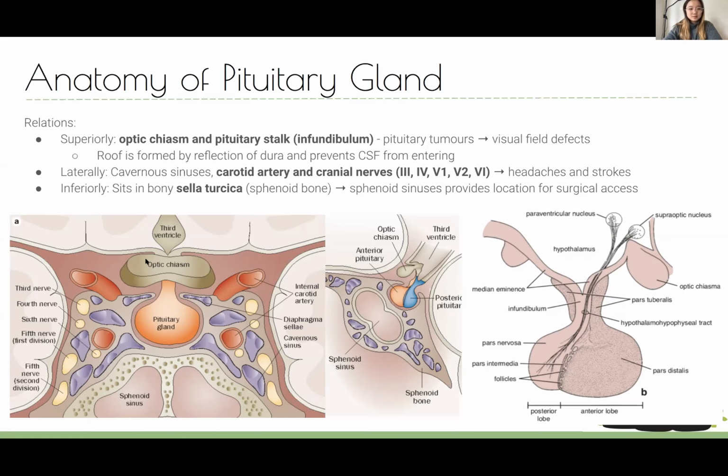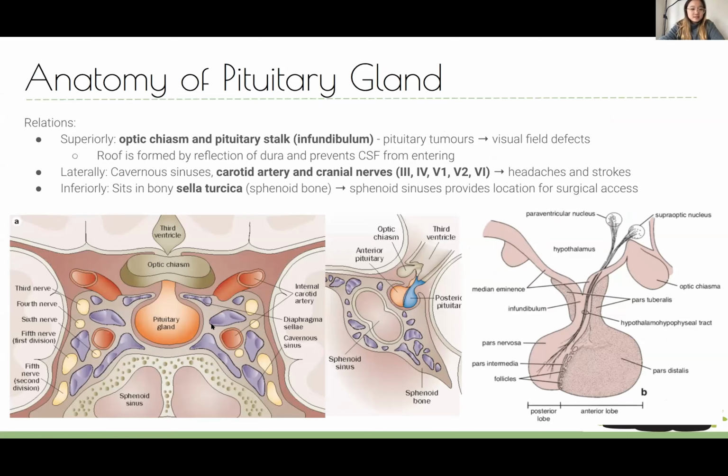Above it, like before, you have the optic chiasm, and this picture is a coronal section. So you're looking directly at someone or from the back of their head, and you've got X-ray vision. You have the optic chiasm right above, and the pituitary stalk or the infundibulum, which is part of the pituitary. That means that when you have a pituitary tumor, for example, you can compress the optic chiasm, and that can cause visual field defects.